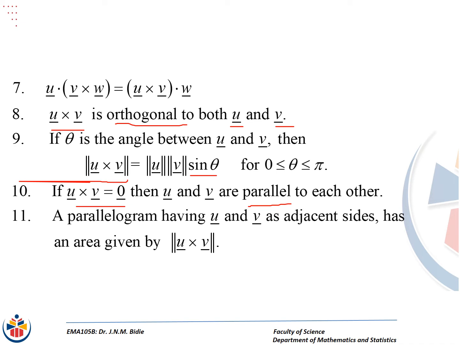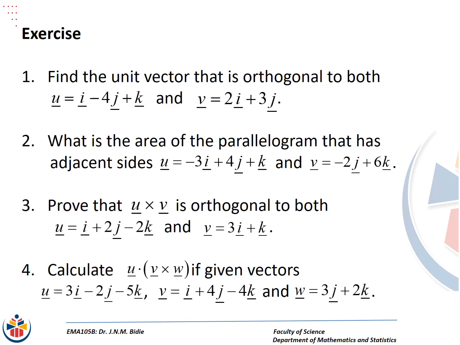Number 11, if you have a parallelogram that has got two adjacent sides as vectors U and V, then we are able to calculate the area of that particular parallelogram to be the length of the cross product. Here are some examples.